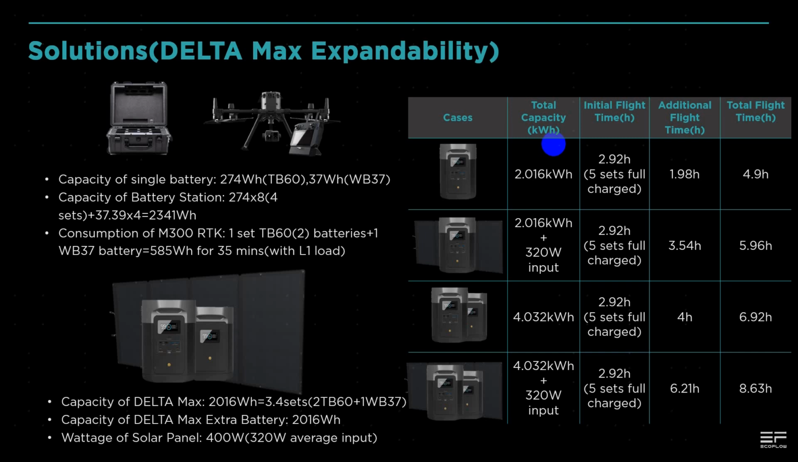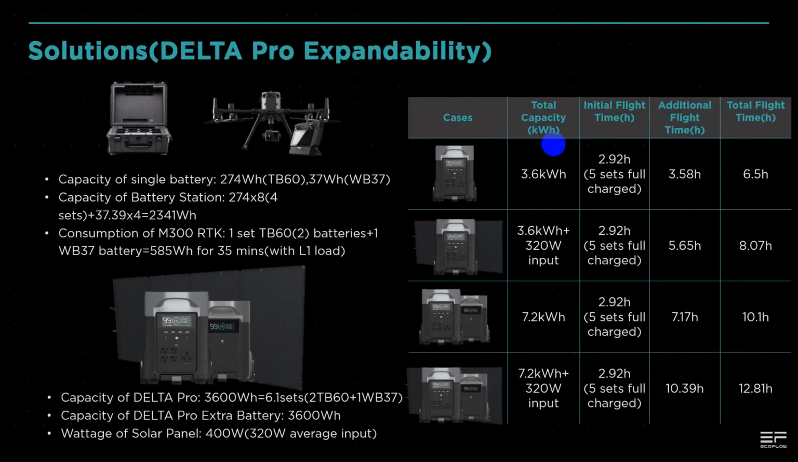If you use Delta Max with one solar panel, the total flight time is 5.96 hours. If you use Delta Max and its extra battery, the total flight time is 6.92 hours. If you use Delta Max, extra battery and solar panel, it can support 8.63 hours. So this flight time, I think, is really enough for one day's operation.